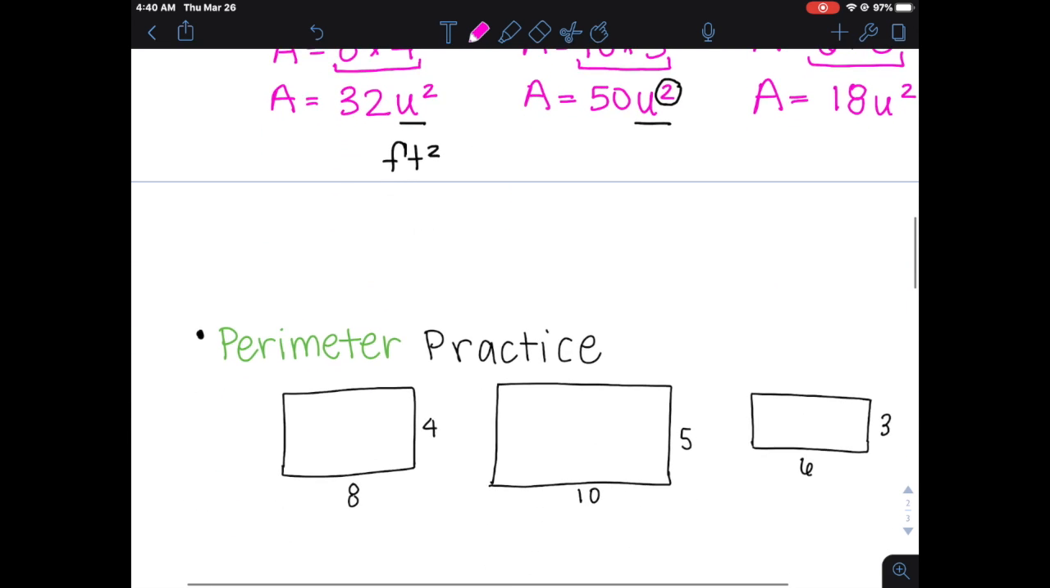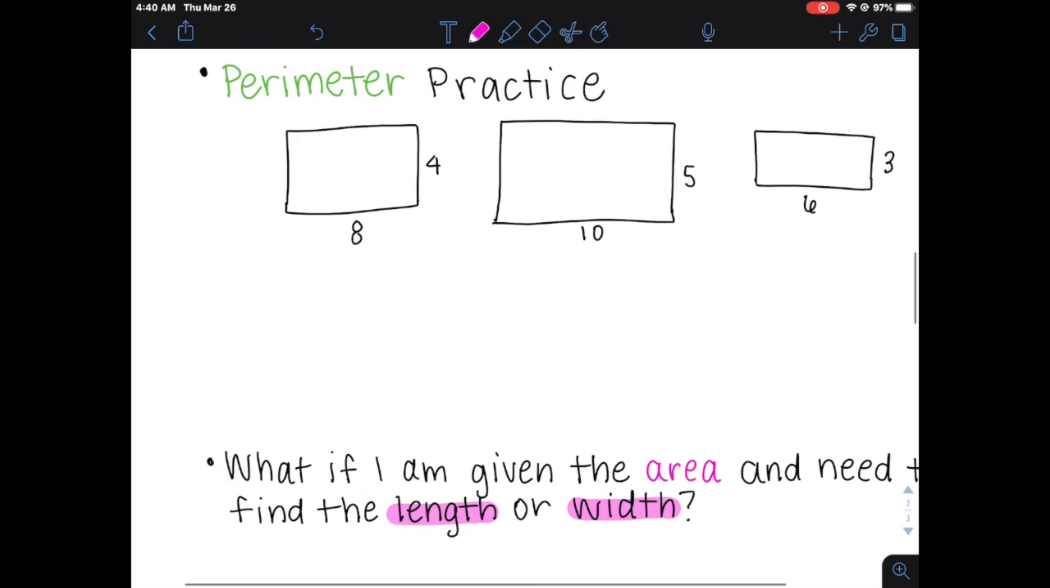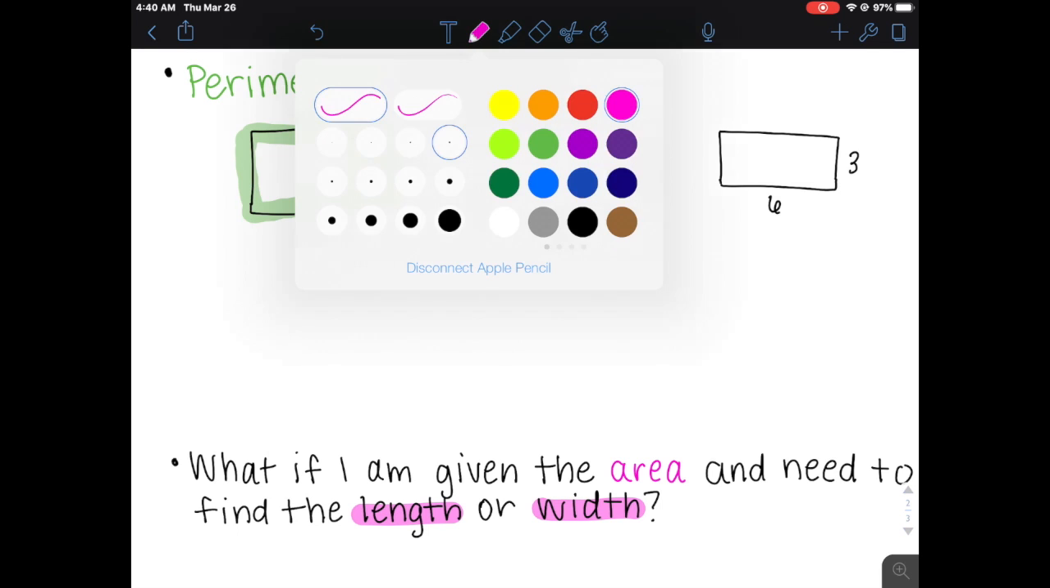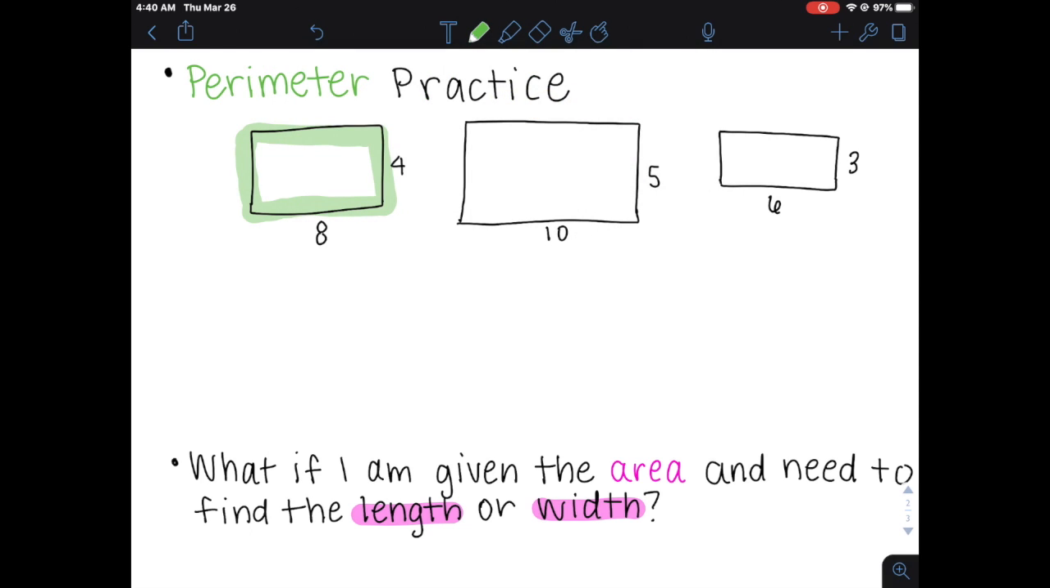All right, let's move on to some perimeter practice. Remember, perimeter is the distance around the shape. So first off, let's talk about some things. Because I don't want to jump into the formula with the first rectangle right away. We'll do that with the second and third. Okay, let's talk about this rectangle.